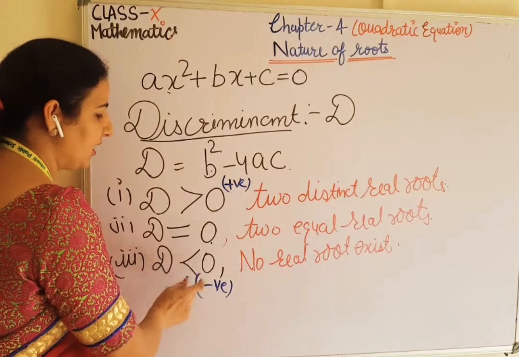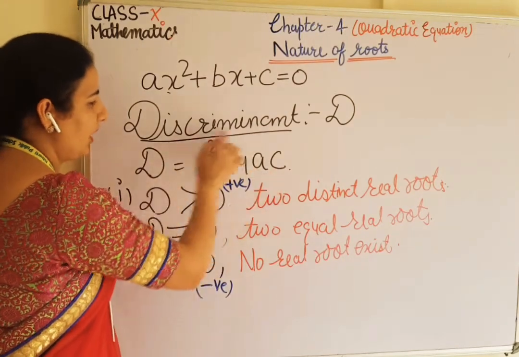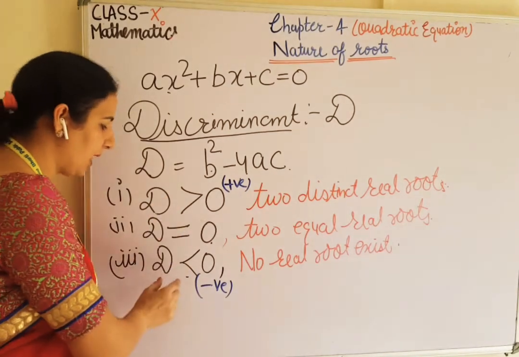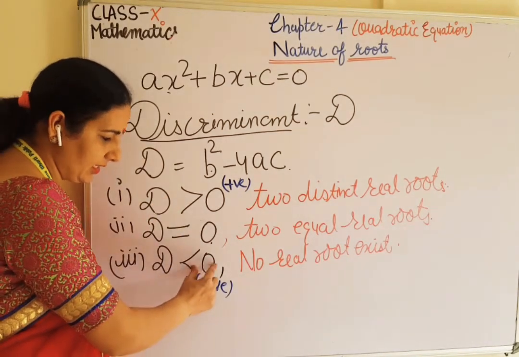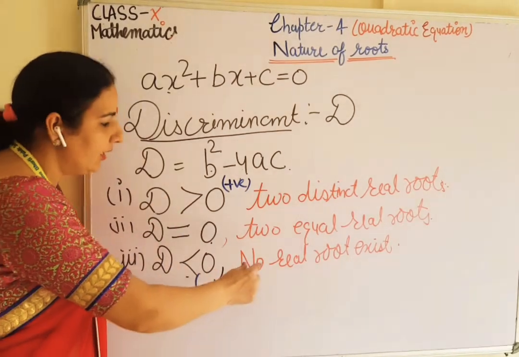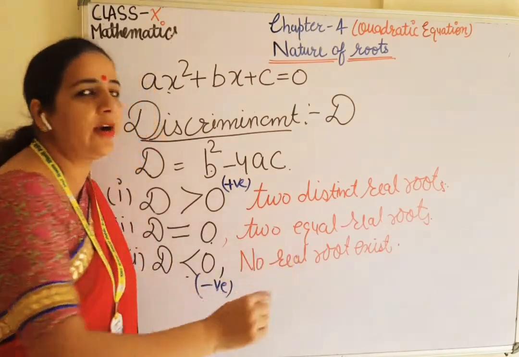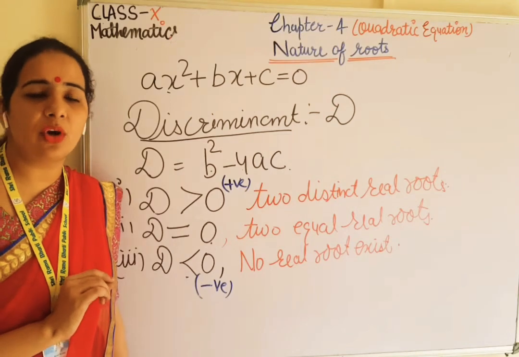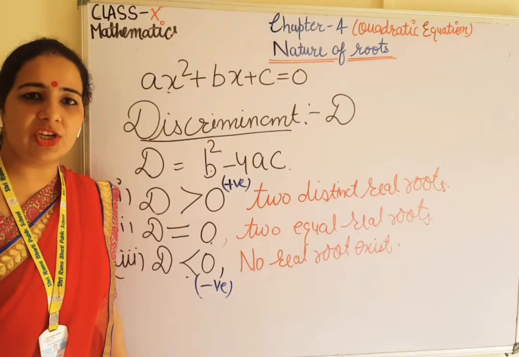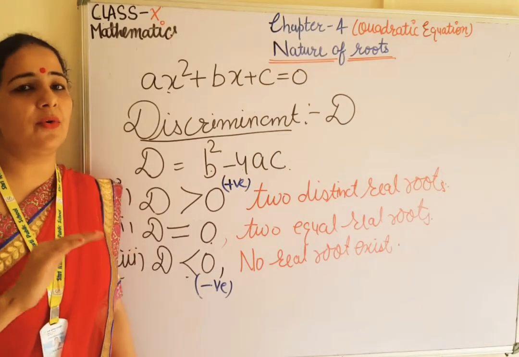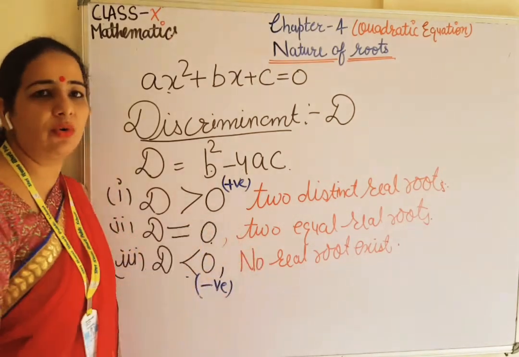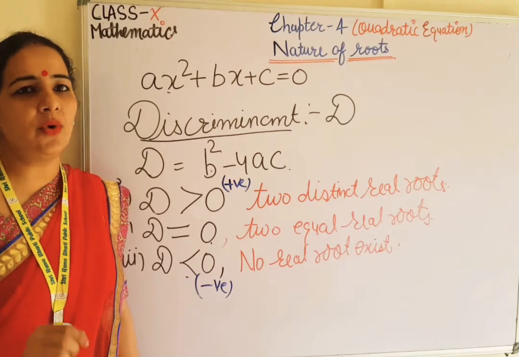And when D is less than 0, how will we calculate this value? I will tell you by taking one example. When D is less than 0, meaning a negative value, no real root exists. Roots will exist, but they will not be real; they will be imaginary roots. In our topic we are not going to discuss imaginary values, so here we can leave the question by writing no real root exists.